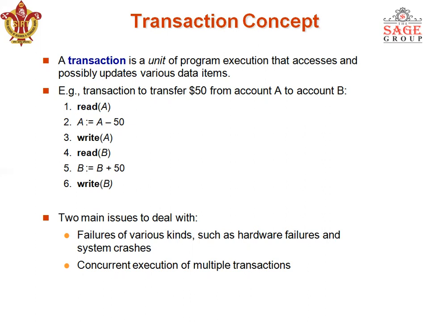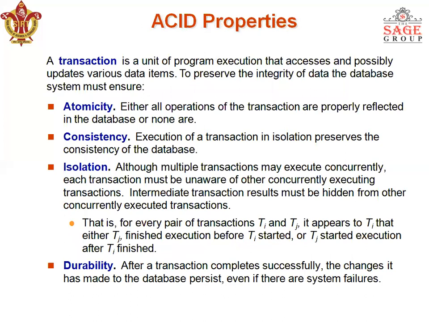If we talk about transactions, there are two main issues that deal with the transaction. First is failure of various kinds, such as hardware failure and system crash. And the second issue related to the transaction is the concurrent execution of multiple transactions. Basically, transactions follow the ACID property. Here ACID stands for A for atomicity, C for consistency, I for isolation, and D for durability.